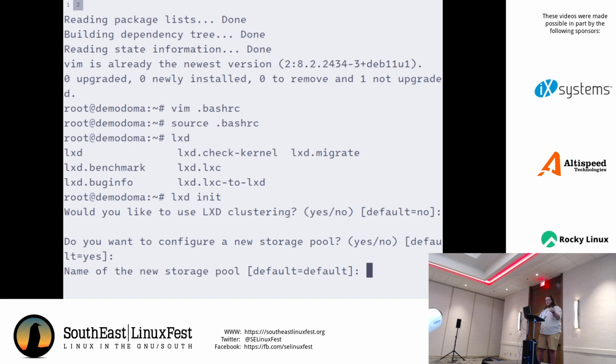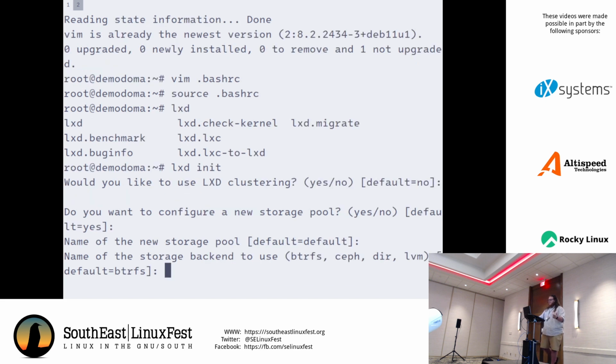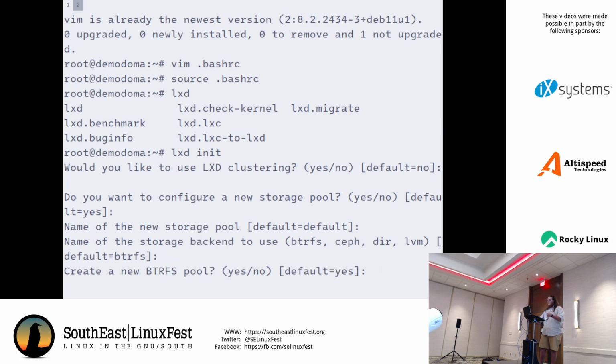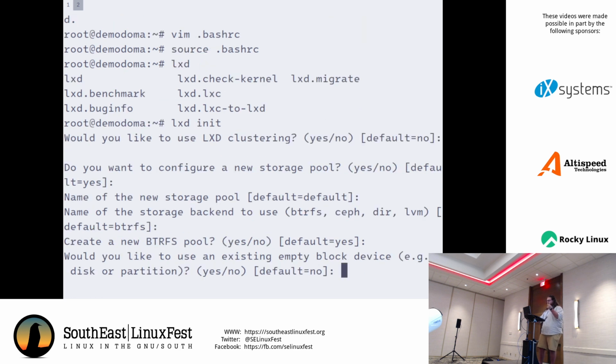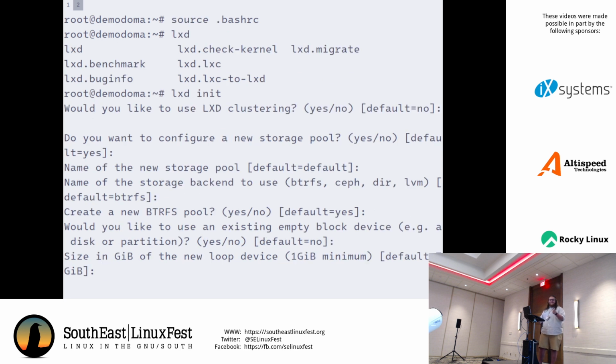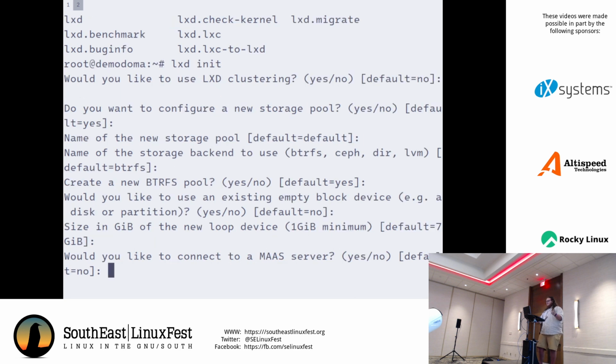And we're going to create a new storage pool, call it default, and it's going to use Btrfs, but you can also use Ceph, regular directories, or LVM. But Btrfs allows for some awesome snapshot capabilities. Make a new pool. We're not going to use an existing empty device. We're just going to make it on the VPS's file system. 7 gigs is fine for our purposes.